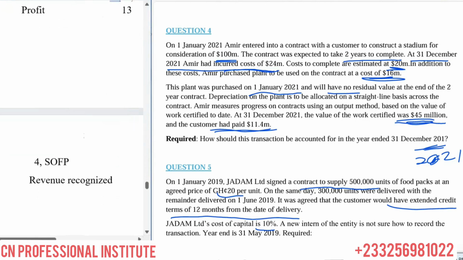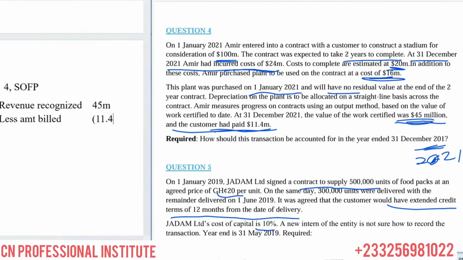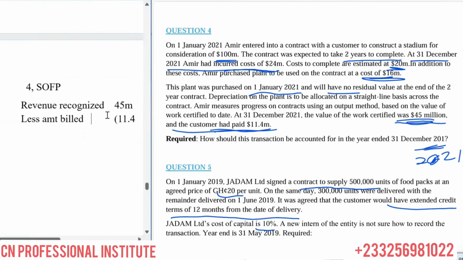Revenue was 45 million. So we recorded revenue of 45 million. Then we less amount billed, right? It's in the question. It says the customer had paid us 11.4. So the amount billed is 11.4 million. Then 45 minus 11.4 should give us a contract asset of 33.6, if I'm right, 33.6.